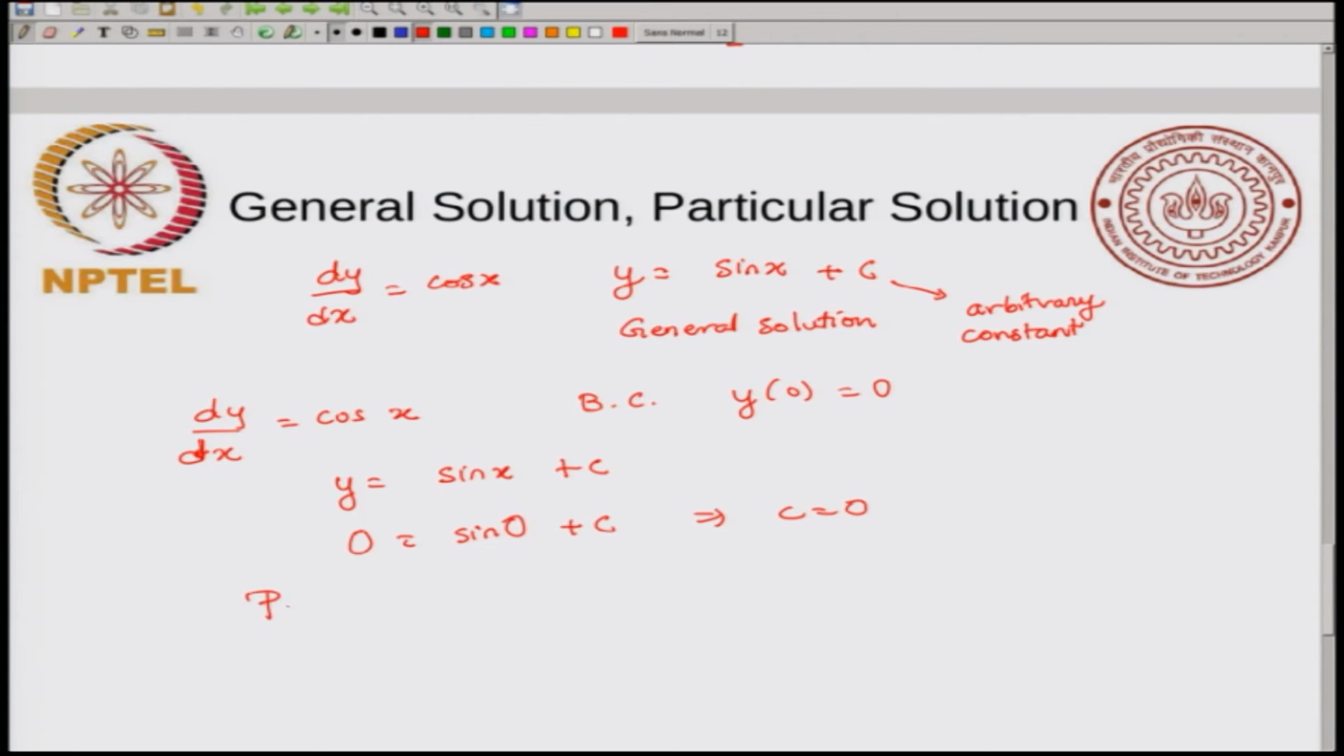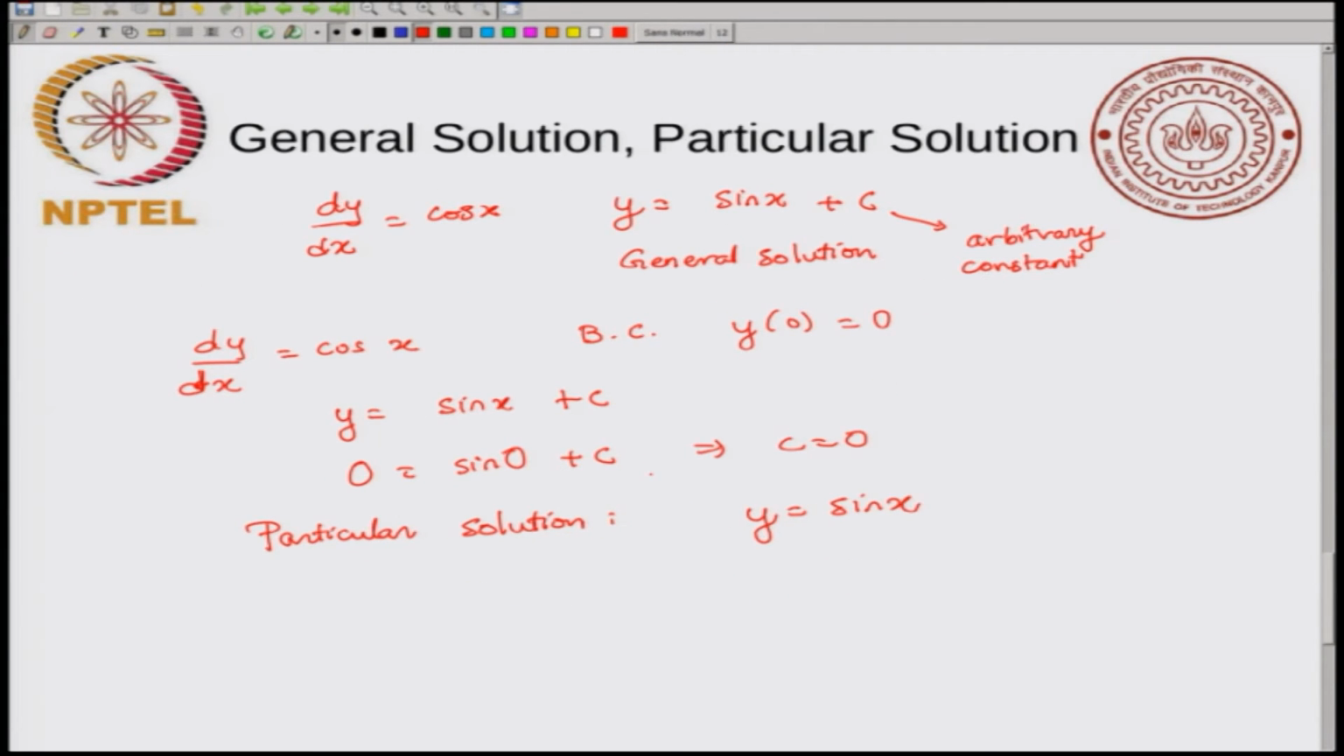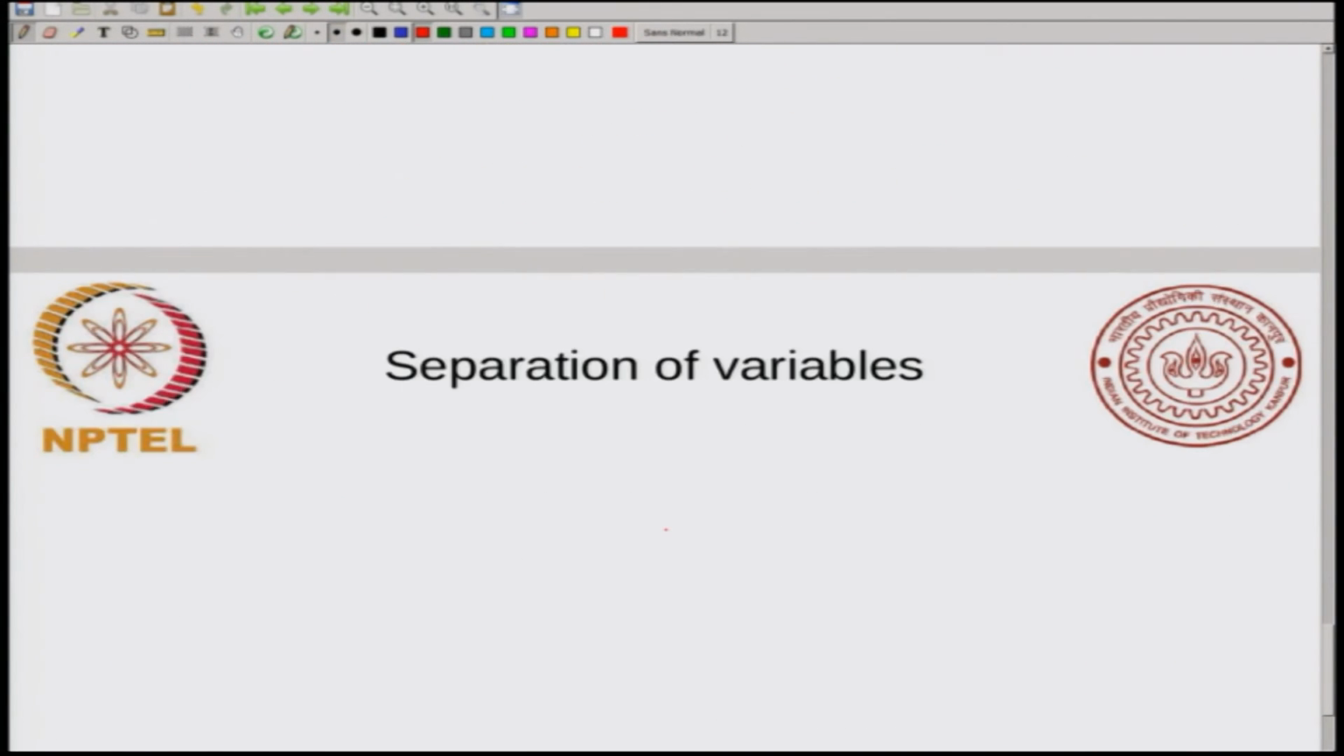So, the particular solution has the form y equal to sin x. This is the particular solution, it has no arbitrary constant. So, you can have both general and particular solutions of differential equations. Now, what is the general strategy for solving a differential equation?